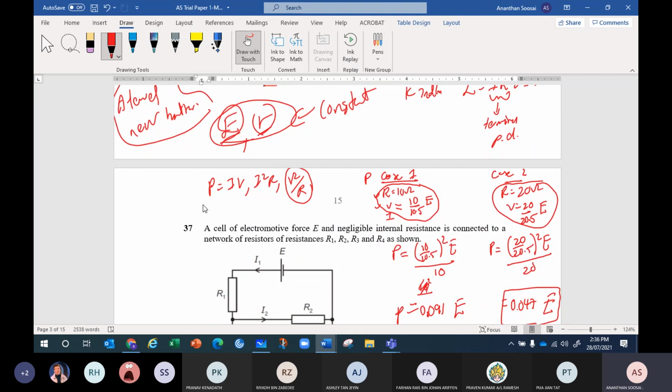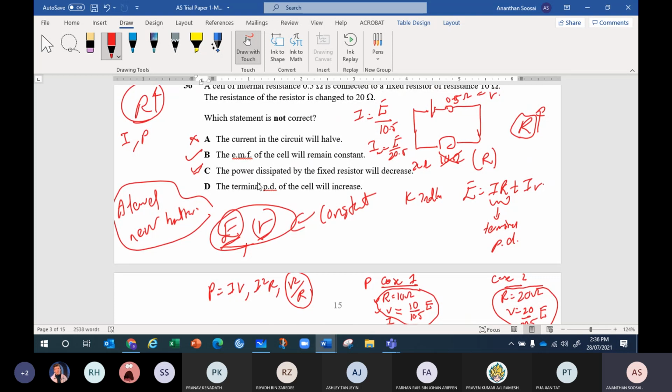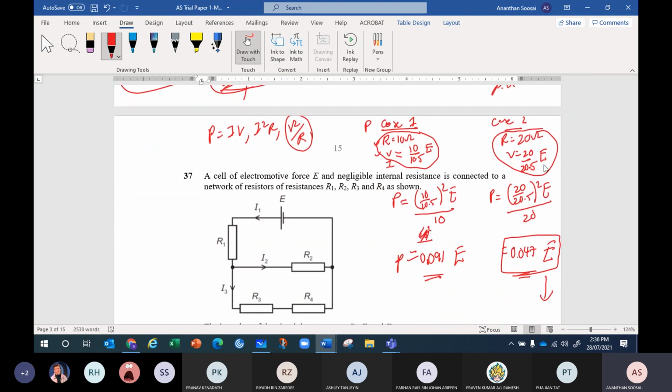And third, the terminal PD of the cell will increase or decrease. Terminal PD is very easy, right? The V we calculated here is the terminal PD. For case 1, the terminal PD is 10 over 10.5 E. Case 2, it is 20 over 20.5 E. Which terminal PD is greater? Case 2 is greater, right? When the external load resistance gets big, the terminal PD gets big.